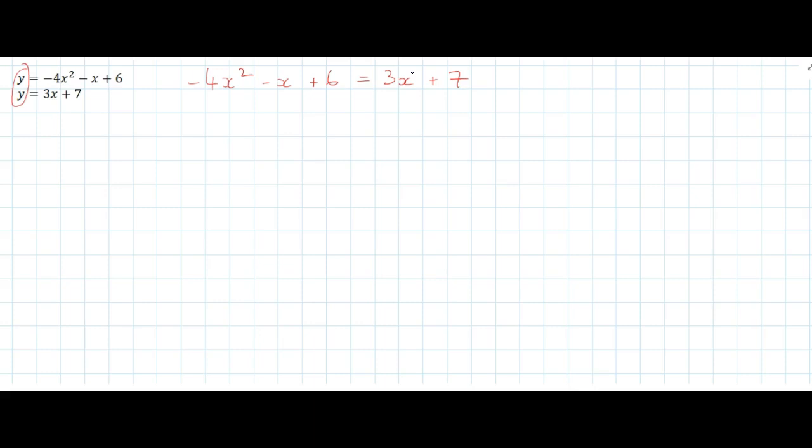The first thing I'm going to do is take away 3x from here. I'm also going to take away 7, so I have to do that on both sides. Since these are the like terms, these are the only ones I can take away from. So negative 4x squared stays the same. Negative 1x take away 3x is negative 4x. And 6 minus 7 is negative 1, equals 0. So what we've got here is a quadratic in the standard form.